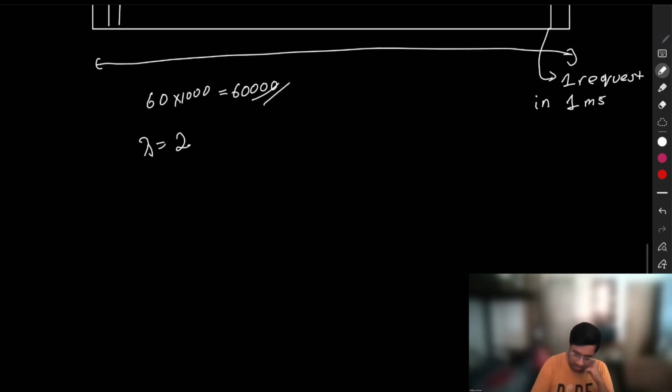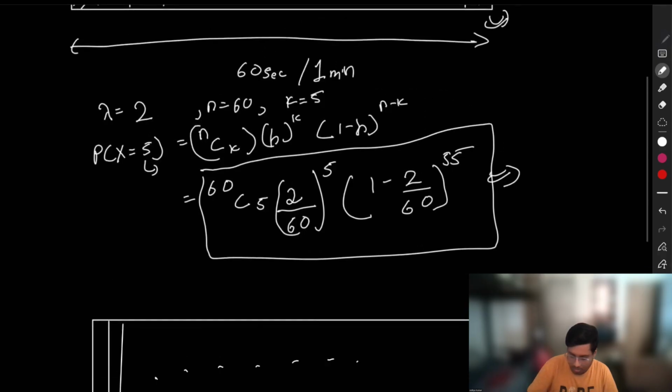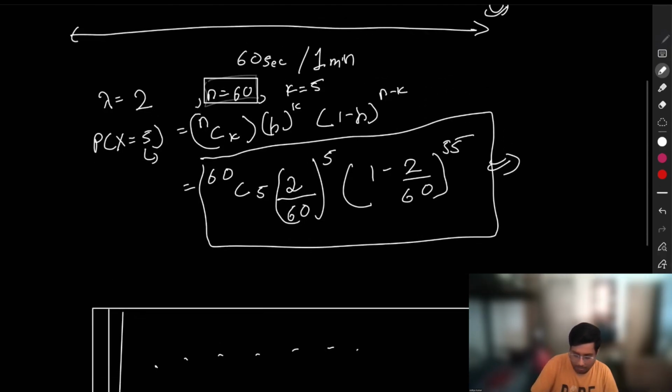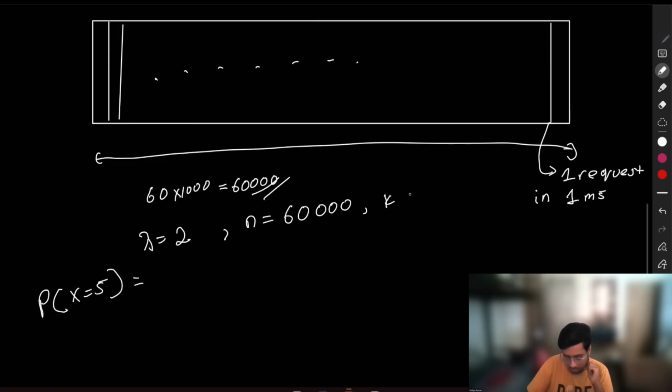And now we have to find the probability of 5 requests received in 1 minute. Again we can use our binomial theorem here, but the calculations will be very difficult. Let me write the equation at least. So what is n here? N earlier was 60, but now n is 60,000. What is the value of k here? The value of k is again the same, which is 5.